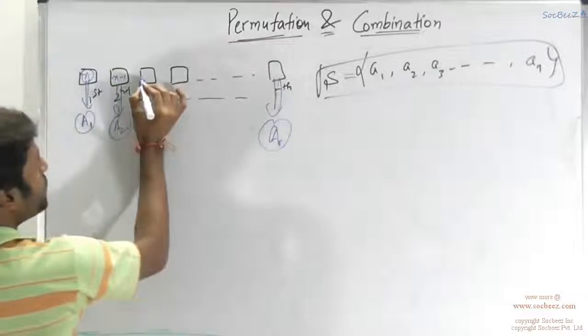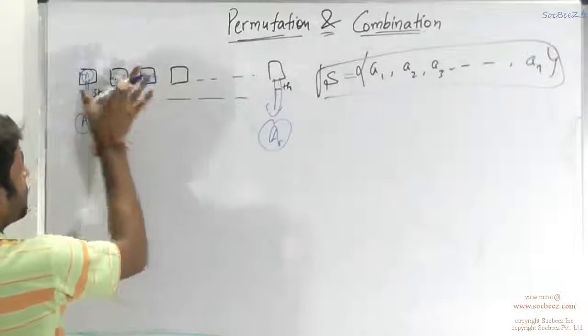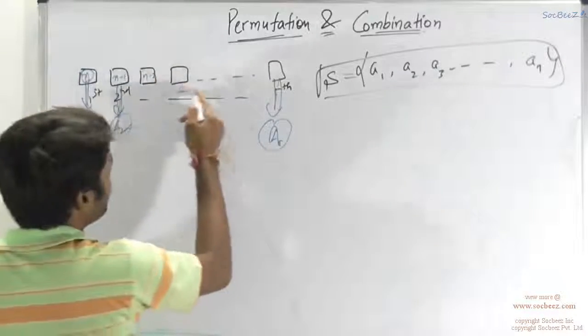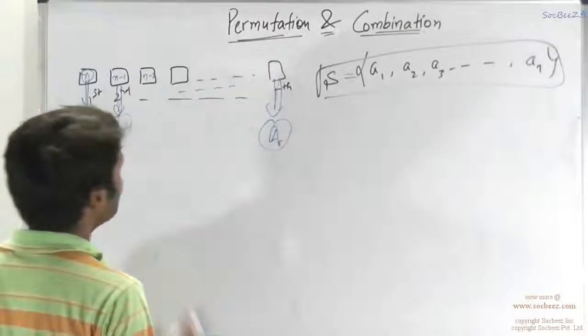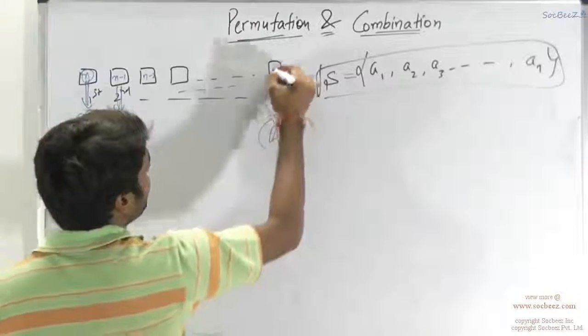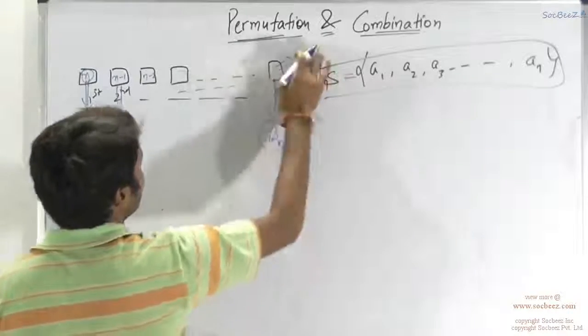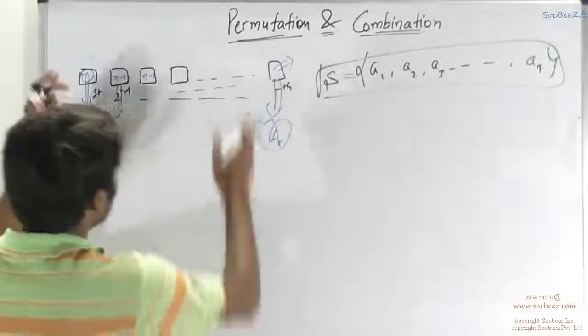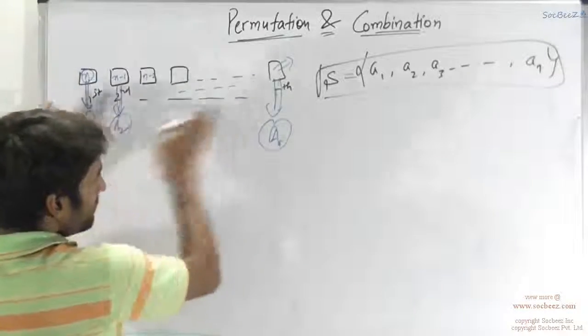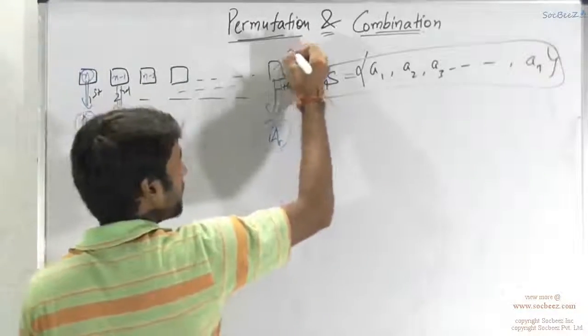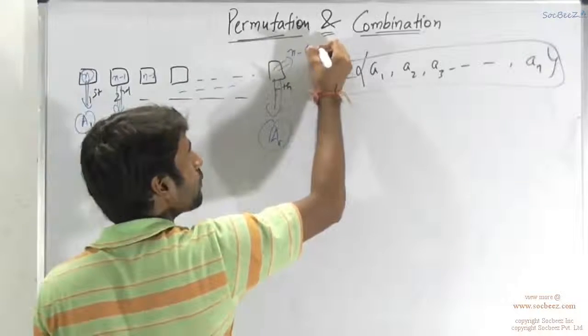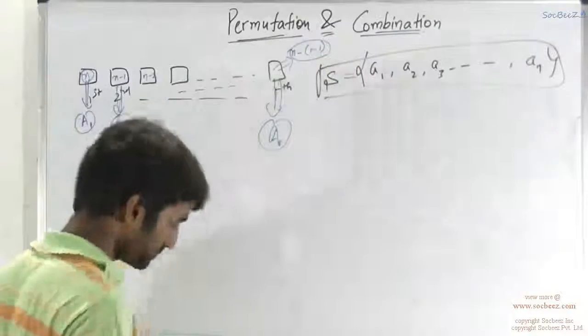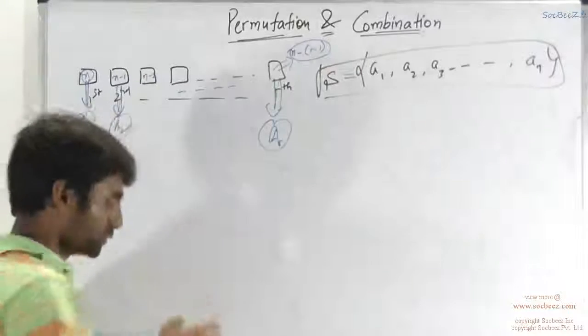Similarly, for the third position, you could have chosen any of the n minus 2 numbers, that is except these two. Similarly, you would continue like this. So for the rth number, you must have chosen r minus 1 numbers already. So you would have n minus (r minus 1) possibilities from which you could choose.